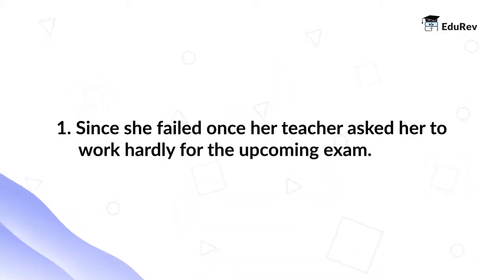Now let us take a look at some examples. First of all, what we are supposed to do. Every sentence is divided into 4 parts: A, B, C and D. There is some error in one of these parts. If there is no error in the statement, we may opt to go with option D, which says no error. Let's take a look at the first statement. Since she failed once, her teacher asked her to work hardly for the upcoming exam.